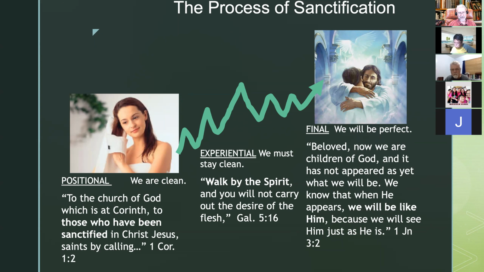There is a past tense, which is positional, a present tense, which is our present experience, and a future tense, which is completion in heaven itself. All three are sanctification. All three are components of our salvation. And we often need to ask ourselves the question, are we talking about our past tense, our present tense, or our future tense of salvation? And all three may be spoken of as the sanctification process.